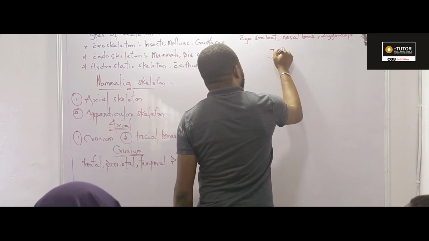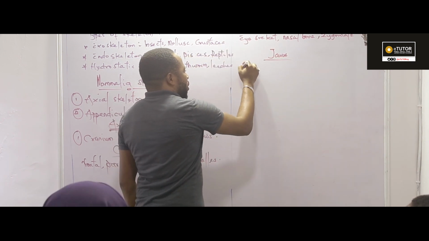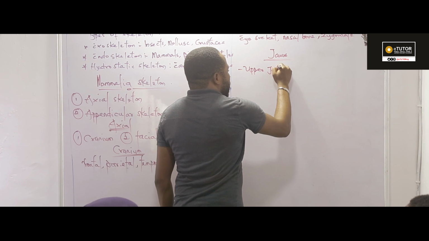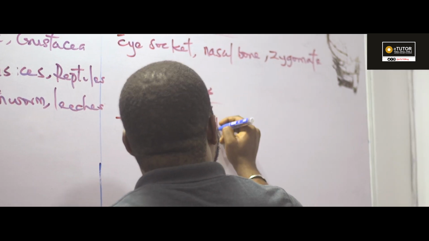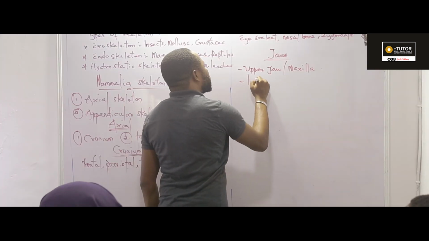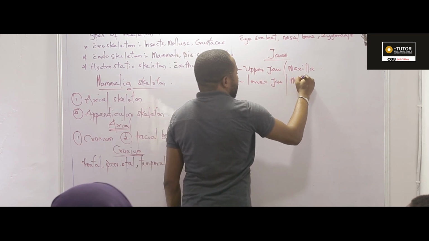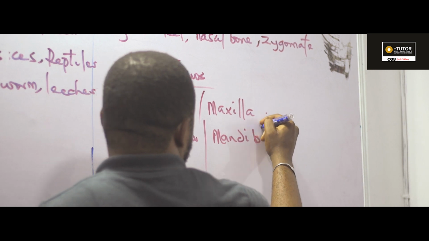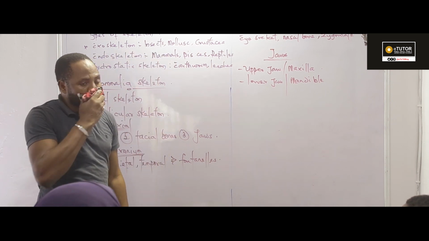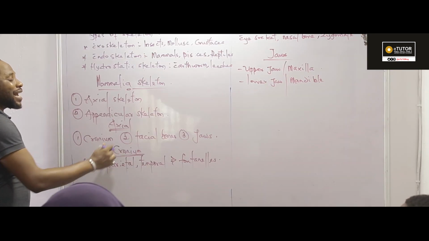Then the jaws. We have two types of jaws. We have the upper jaw, which is also called maxilla. Then we have the lower jaw, which is also called mandible. Now, the jaws bear teeth and they help in grinding or masticating of what? Food.